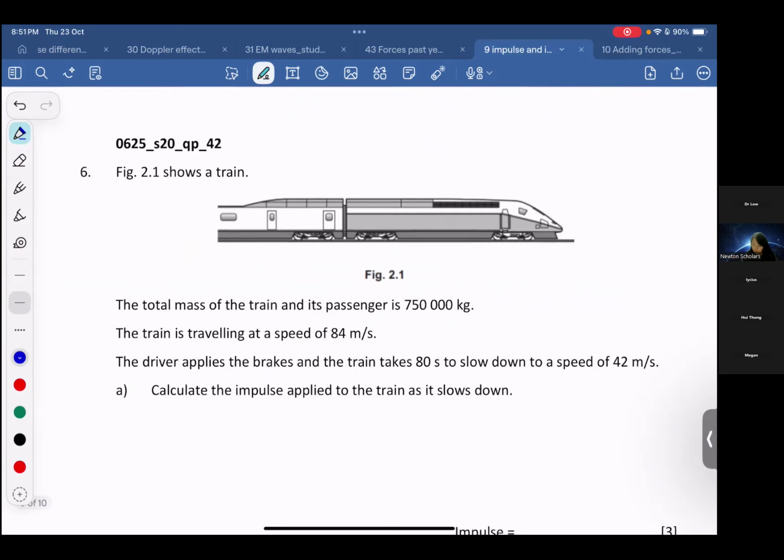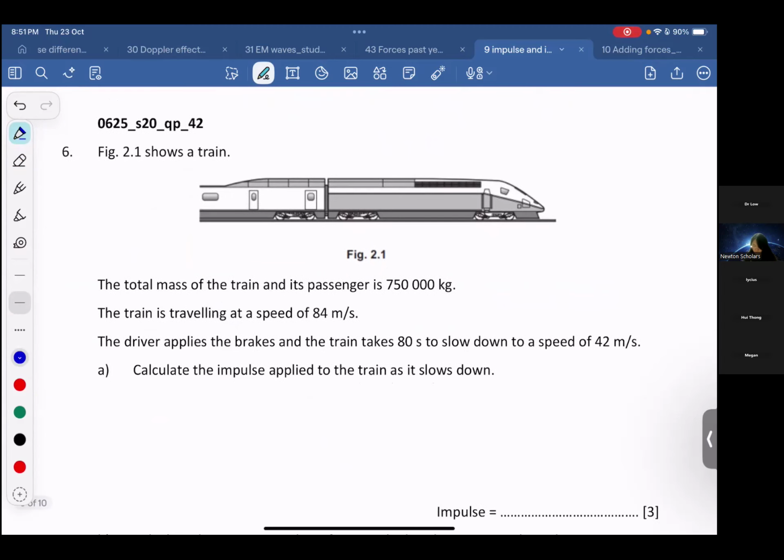Okay, so boys and girls, this is a train. Total mass for the train and passenger is 750,000 kg. The train is traveling with a speed. Oh, this is the initial speed, so label u. Then apply the brake. The train will take 80 seconds, so this is the time, to slow down to this speed. This is your v, final. This is your mass. Can you calculate the impulse that makes it slow down? Okay, count it.